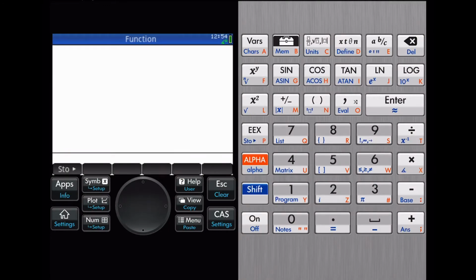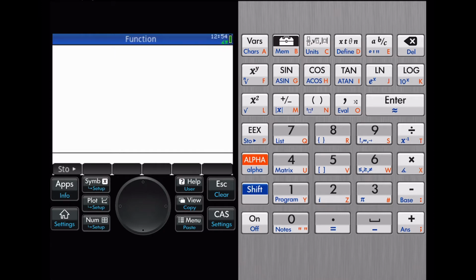So here's my HP Prime. The first thing you want to do is hit the top right corner here, and make sure you're in radians. So again, make sure that pi symbol is selected. If the degree symbol is selected, your graphs are going to look pretty weird. So make sure, again, you select the pi symbol for radians.